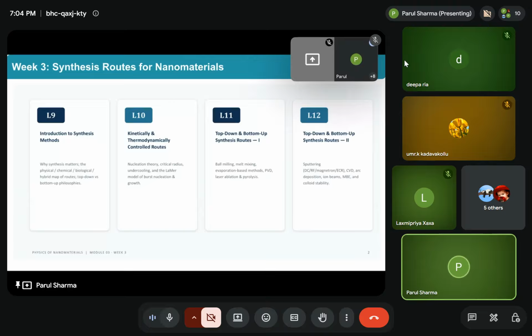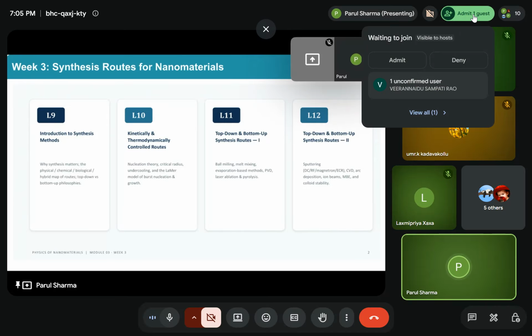So, the synthesis of nanomaterials is fundamentally the process of producing materials with dimensions in the nanoscale range. What was that range? We saw in the first lecture that one of the dimensions should be in the range of 1 to 100 nanometers. Then only we will call it a nanomaterial. So we want to produce materials with dimensions in the nanoscale range.